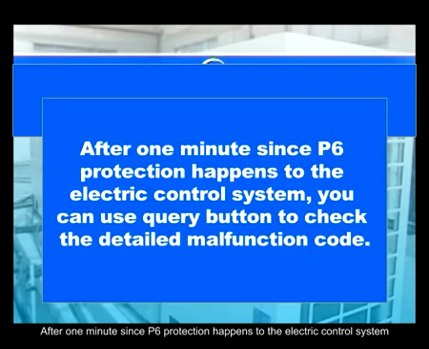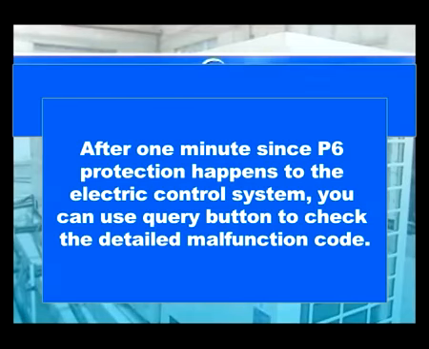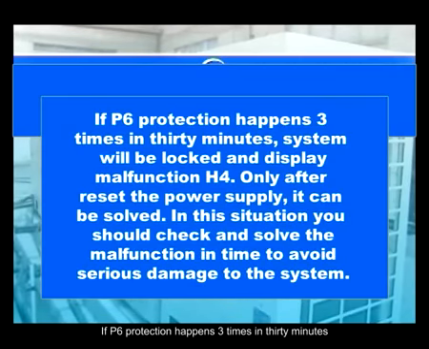After 1 minute, since P6 protection happens to the electronic control system, you can use the Query button to check the detailed malfunction code. If P6 protection happens 3 times in 30 minutes, the system will be locked and display malfunction H4. Only after resetting the power supply can it be solved. In this situation, you should check and solve the malfunction in time to avoid serious damage to the system.